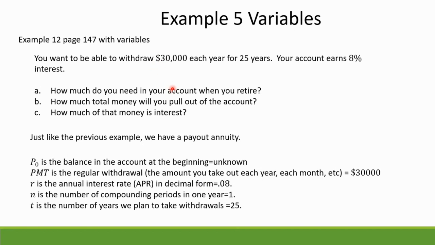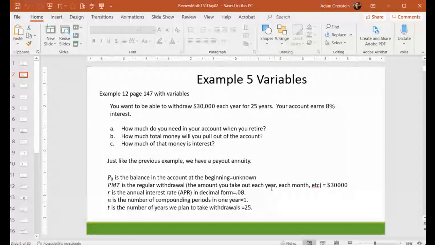So since we're making annual withdrawals, it's only going to be compounded once a year. So N is 1. Hope I'm not going too fast for anyone. I don't think I am. Okay.